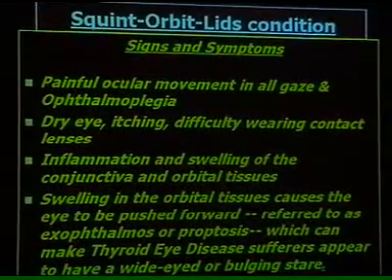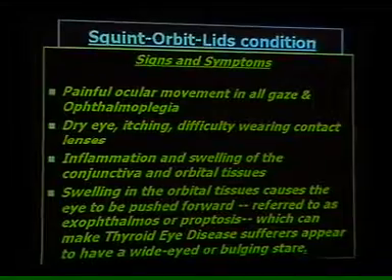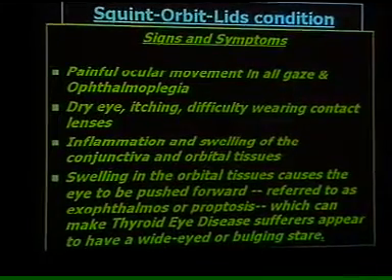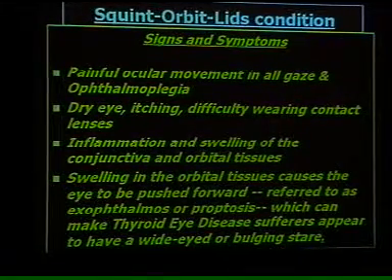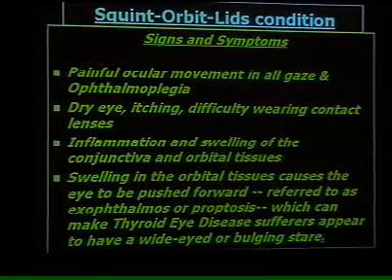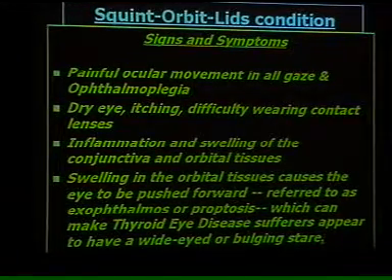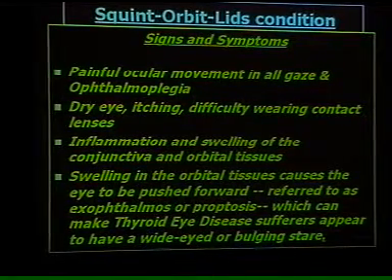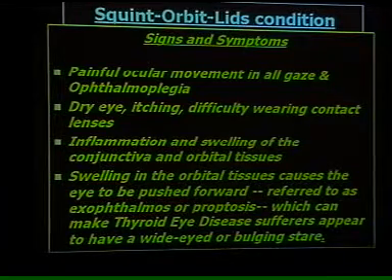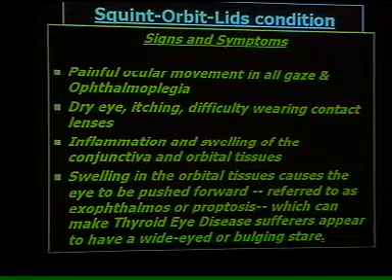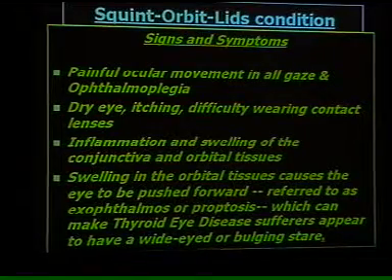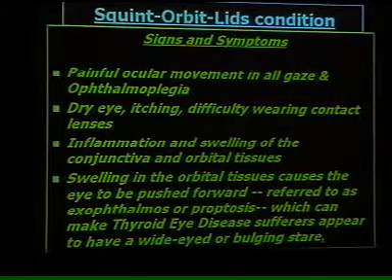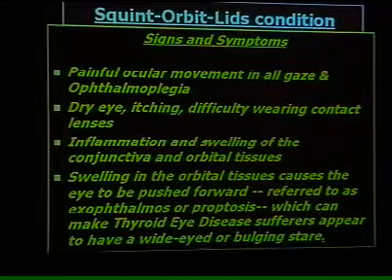They present with painful ocular movement in all gaze, and this is because the inflammatory tissue is being deposited in the muscles to start with. So that is the reason for painful ophthalmoplegia. Because of the proptosis, the eyes are dry, itchy, with difficulty in wearing contact lenses or glasses. At times the eye actually touches the back of the glass of the spectacle. There could be inflammation and swelling of the conjunctiva and orbital tissue. Swelling of the orbital tissue causes the eye to be pushed forward, which is called exophthalmos.